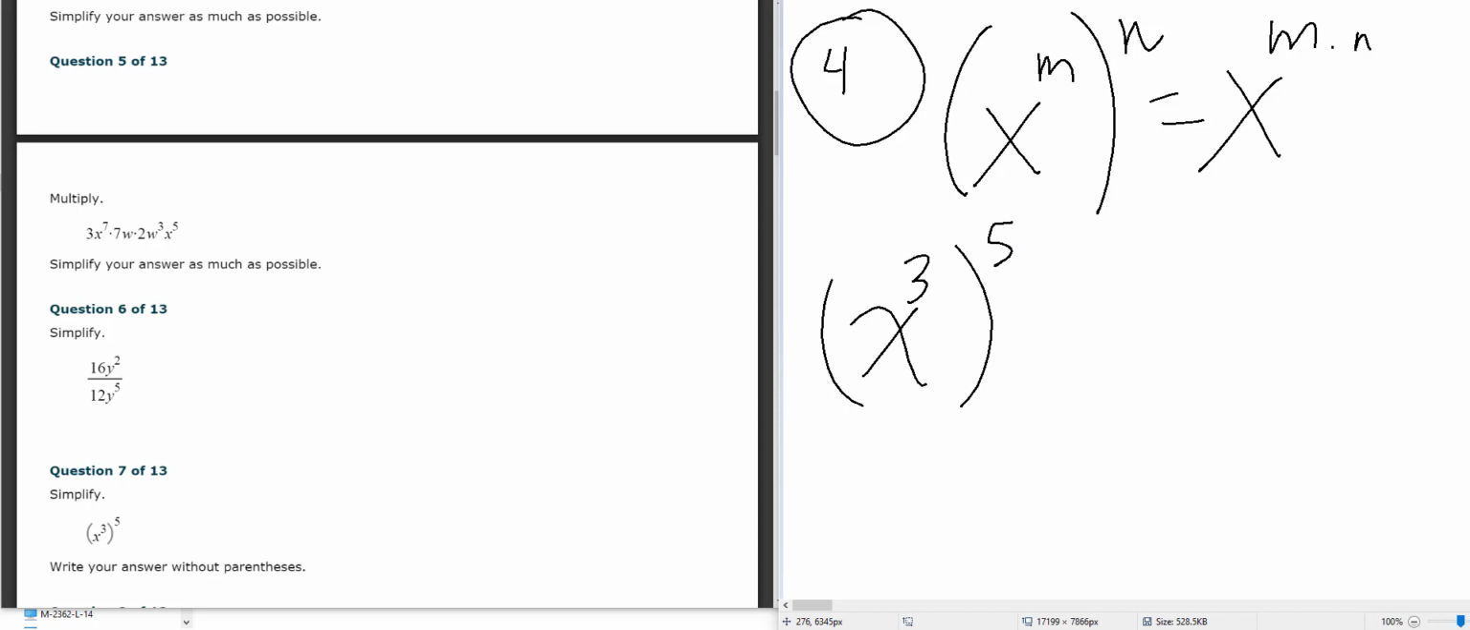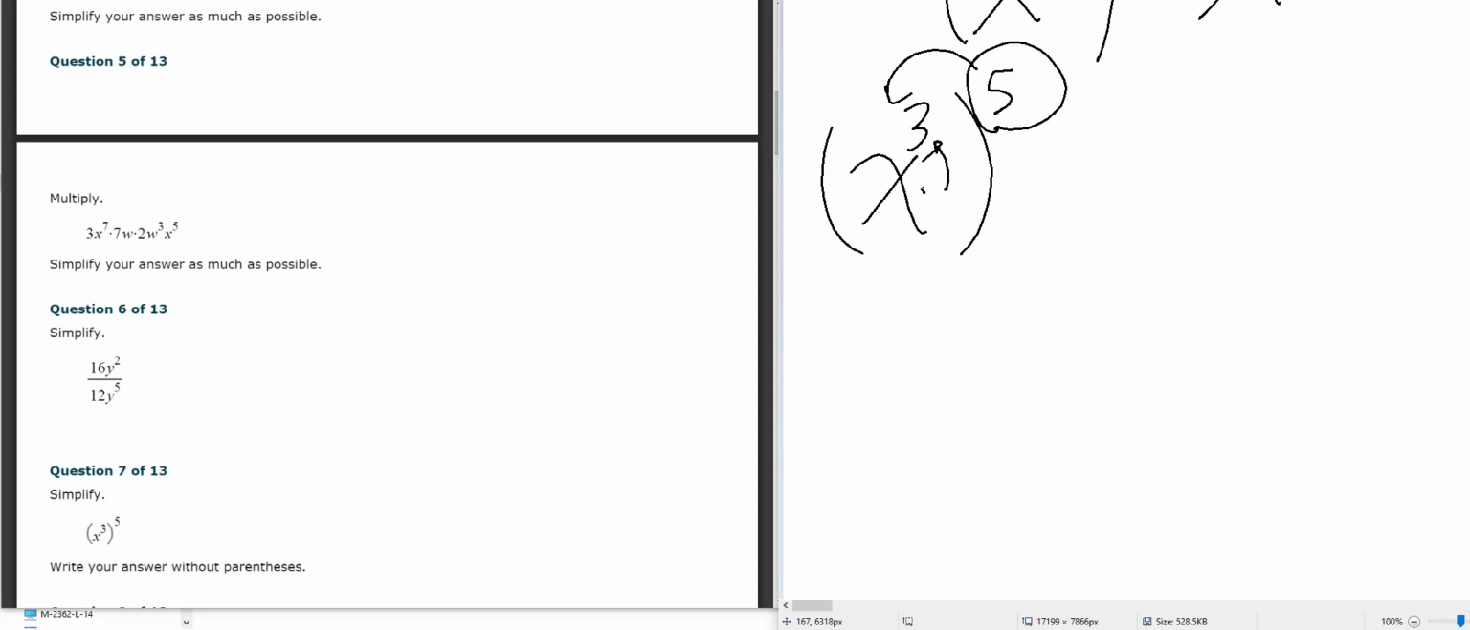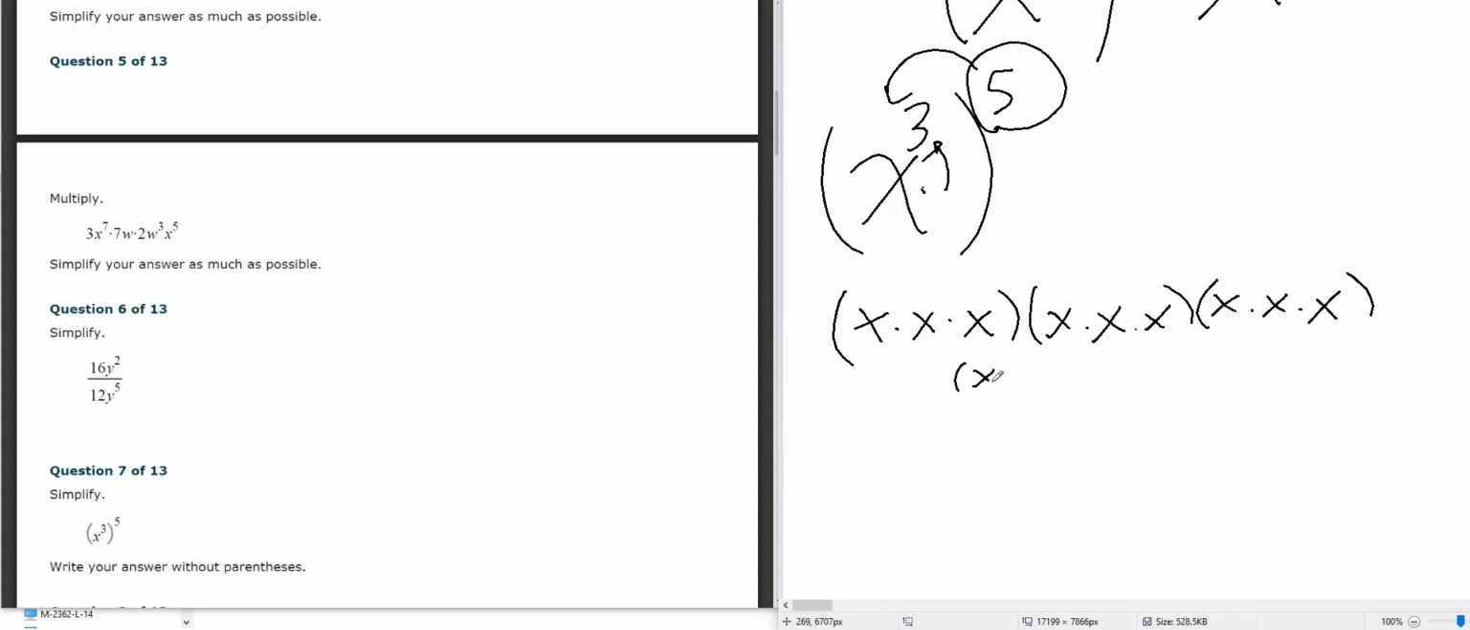This means 3 x's, 5 times. So let's see. x times x times x, that's 3 x's 1 time. x times x times x, that's 3 x's 2 times. x times x times x, that's 3 x's 3 times. x times x times x, that's 4 times. And x times x times x is 5 times. So look, I've got 1, 2, 3, 4, 5, 6, 7, 8, 9, 10, 11, 12, 13, 14, 15.